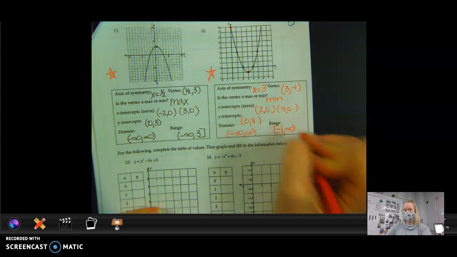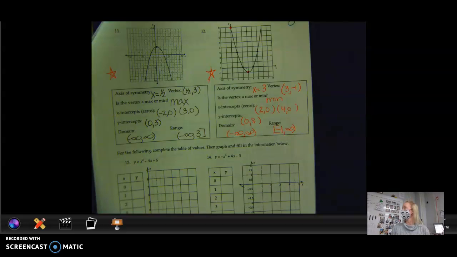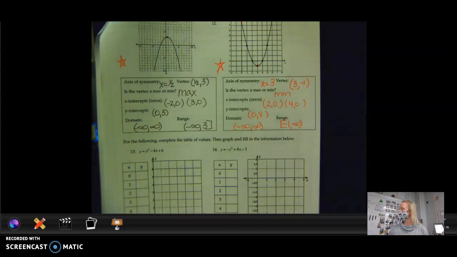There we go. Will one of you guys back there turn off the front light for me, please? It's the light switch, I think, closest to you. There you go. That'll help a little bit.